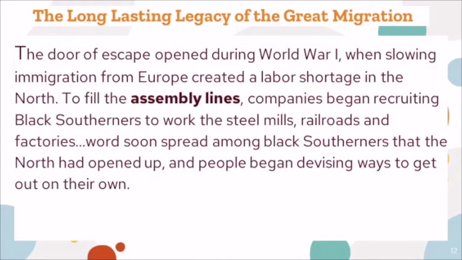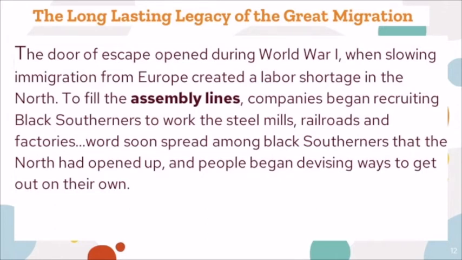The door of escape opened during World War I, when slowing immigration from Europe created a labor shortage in the North. To fill the assembly lines, companies began recruiting black Southerners to work the steel mills, railroads, and factories. Word soon spread among black Southerners that the North had opened up. The people began devising ways to get out on their own.